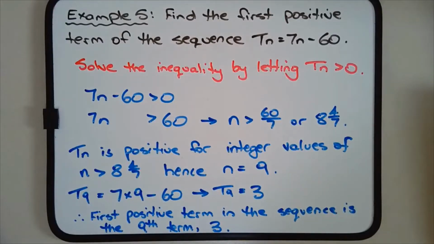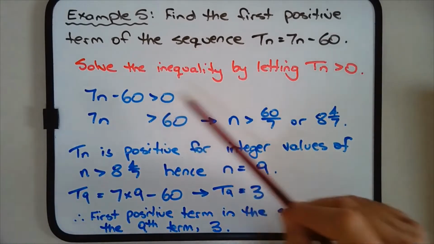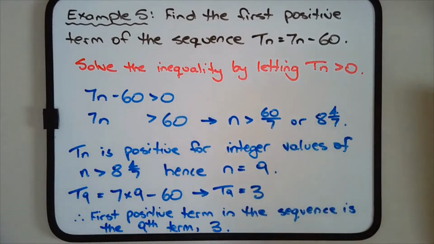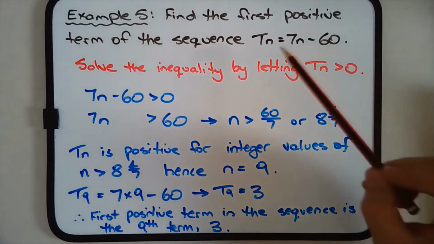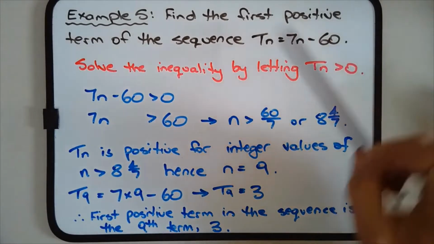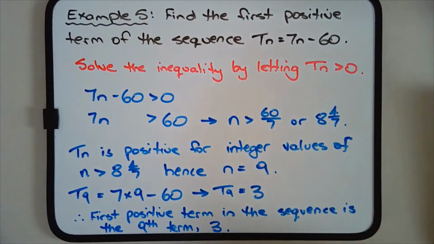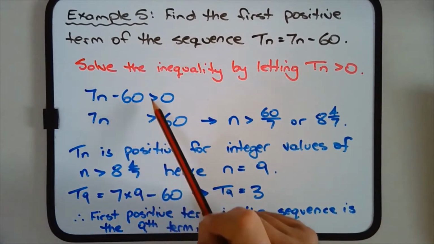Example 5. Find the first positive term of the sequence Tn equals 7n minus 60. The strategy here is to solve the inequality by letting Tn greater than 0, and then finding an integer value of n such that 7 times that value of n minus 60 will give you the smallest possible positive Tn. So let's set up the inequality. 7n minus 60 is greater than 0.